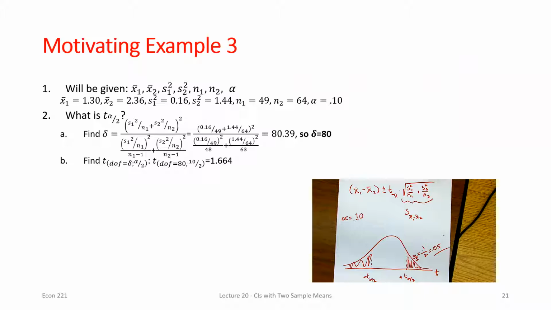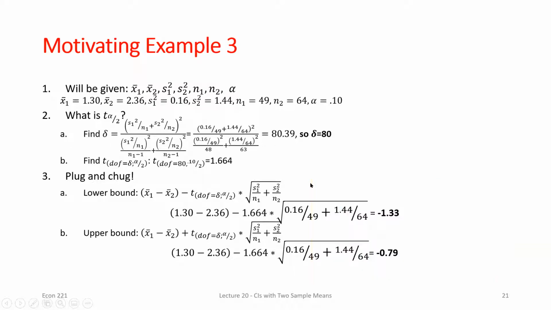Now I could have gone ahead and calculated the intermediate value of the standard deviation of the difference in sample means if I wanted to, but I can plug it all in at one time, which would look something like this. So the process really hasn't changed other than we have to find the degrees of freedom and use the student t distribution to figure out the number of standard deviations above and below I want to go.